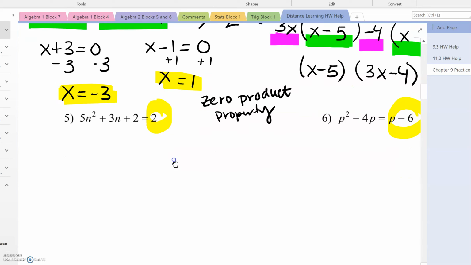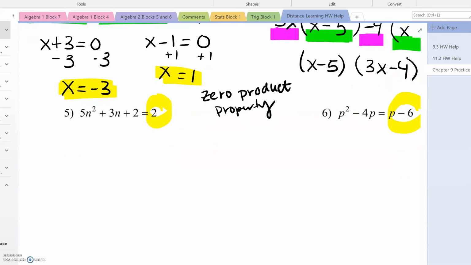So in order to actually use the zero product property, one side of your equation needs to be a 0. So we have a 2 over here. To make that side of the equation equal 0, I just need to subtract 2 from both sides. Now, notice that I subtracted 2 from the constant, the other term on this side that doesn't have a variable with it. So that's super important.